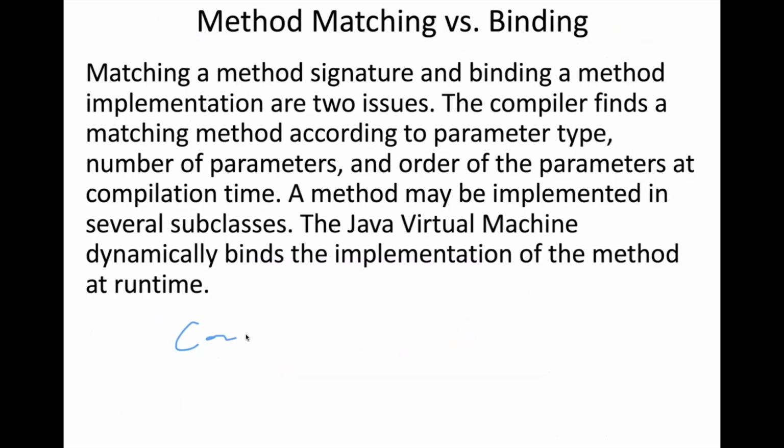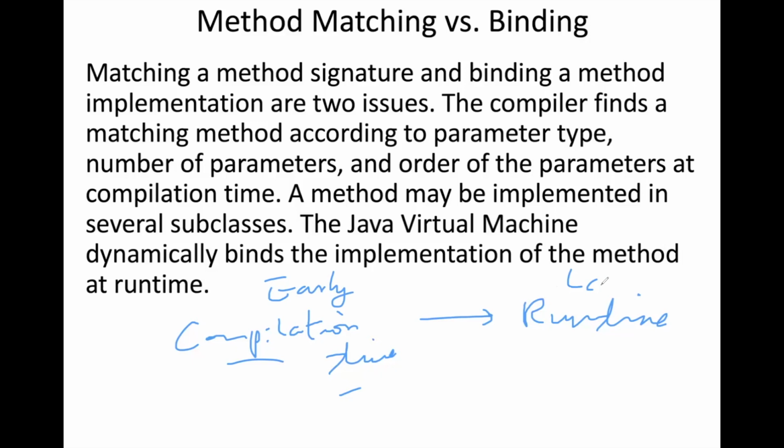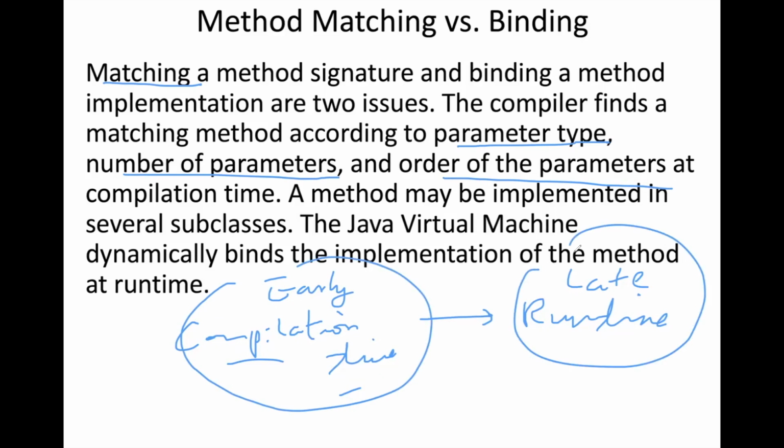We talked about compilation time and also runtime. During compilation or early binding, matching happens. Matching a method signature according to its parameter type, number of parameters, and the order of parameters is the key. These are early binding processes. Later on at runtime, we have what's called dynamic binding or late binding. This is when the Java virtual machine dynamically binds the implementation of the method at runtime.